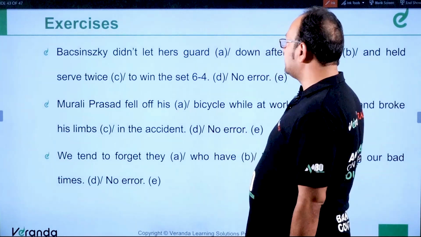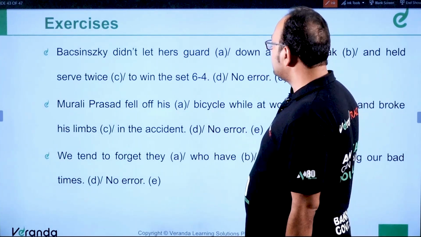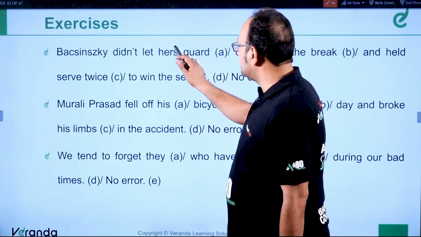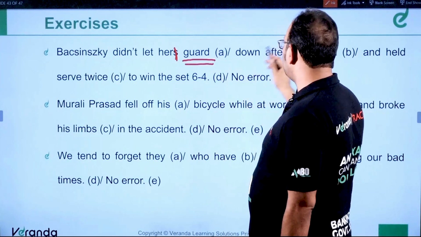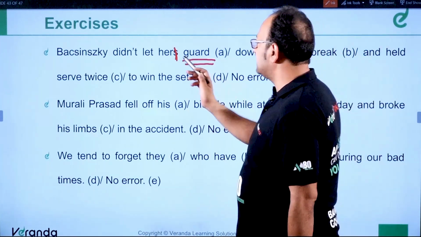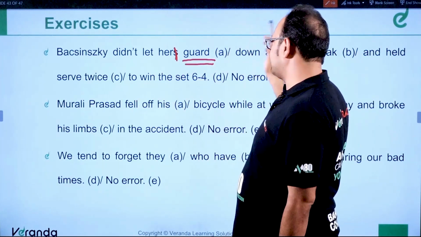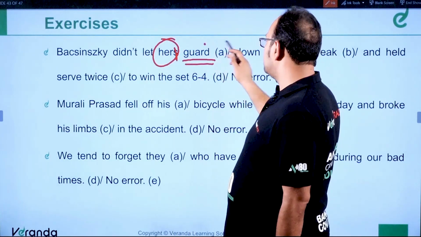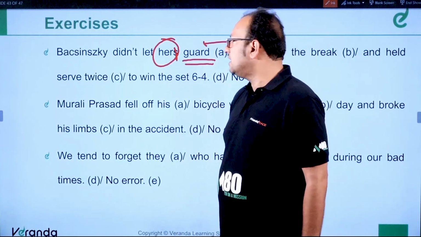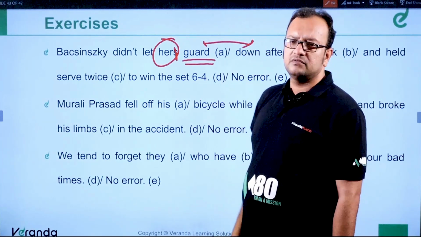Baksinski didn't let hers guard down. It should be her, not hers. Let her guard down after the break and held serve twice to win the set 6-4. So it should be a possessive determiner, then guard down, which will be the verb. So it should be let her guard down.